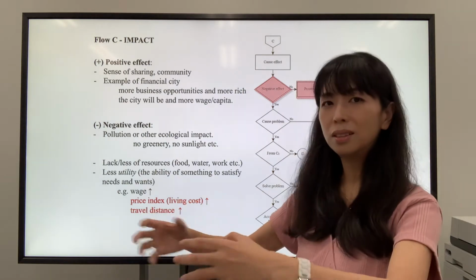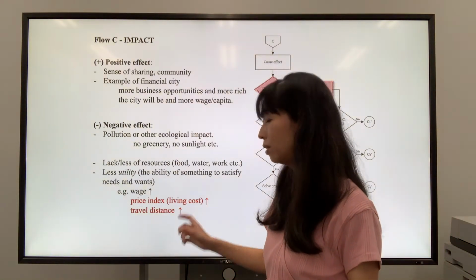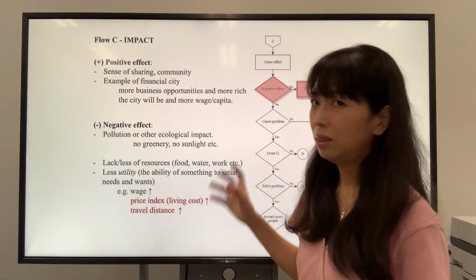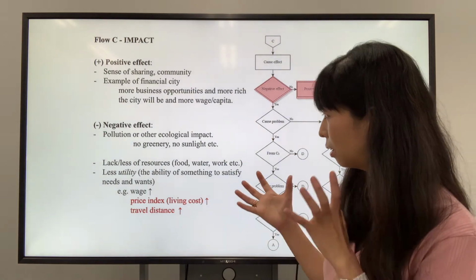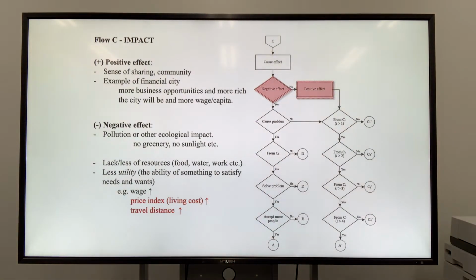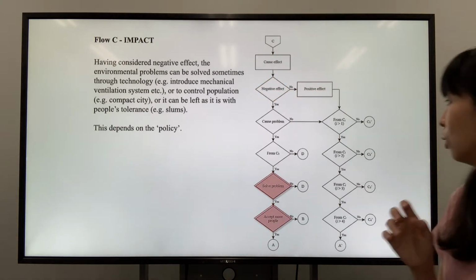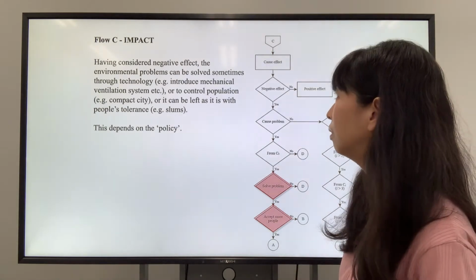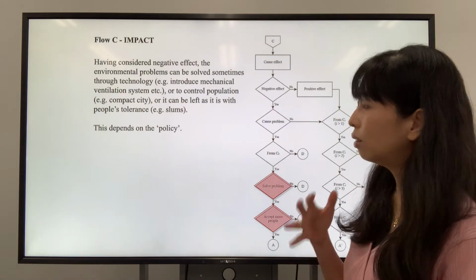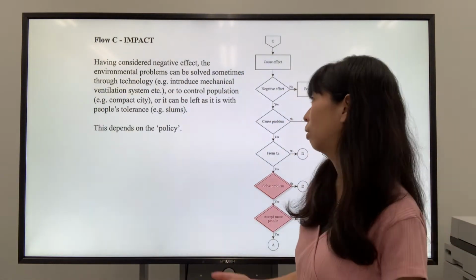So then the travel distance becomes so far, and then it increases this travel distance. So there are positive and negative effects in this frame of living together. And so these negative effects actually can also cause a lot of these environmental problems. However, these ones, sometimes it can be solved through technology.